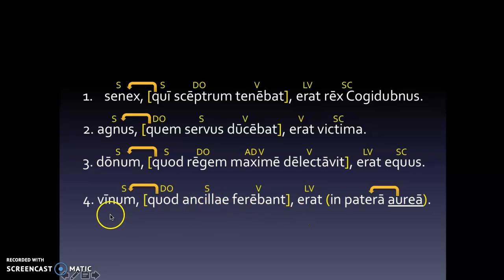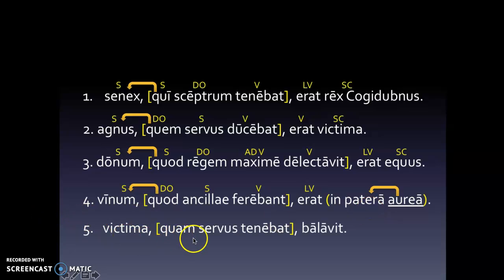All right, let's do our main clause first. The wine was in the gold bowl. Let's do the relative clause next, which the slave girls were carrying. Now let's put it together. The wine, which the slave girls were carrying, was in the gold bowl.